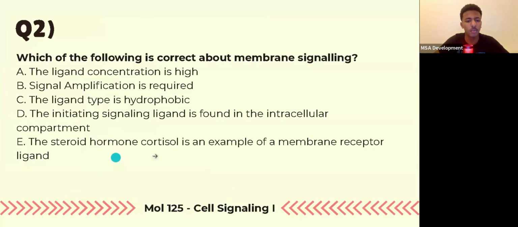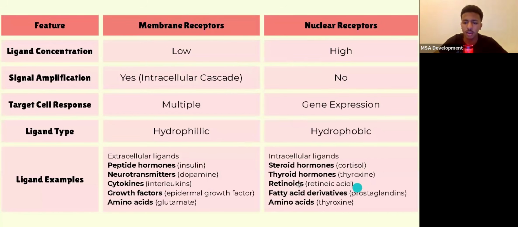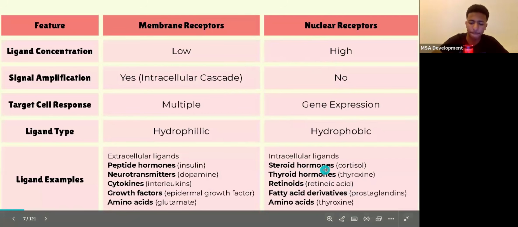And finally, the steroid hormone cortisol, this should tell you everything, is an example of a membrane receptor ligand. Incorrect. It's an example of a nuclear receptor ligand.